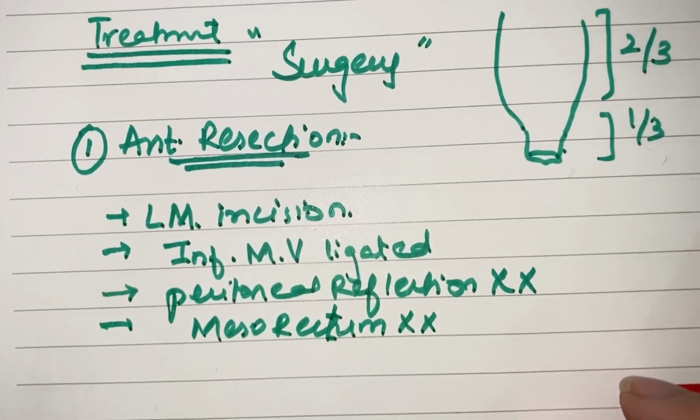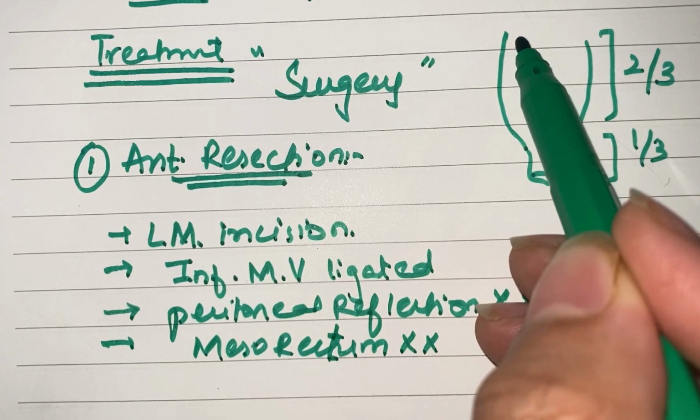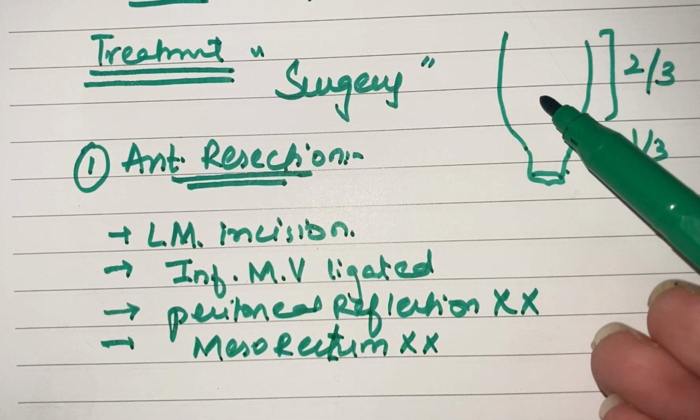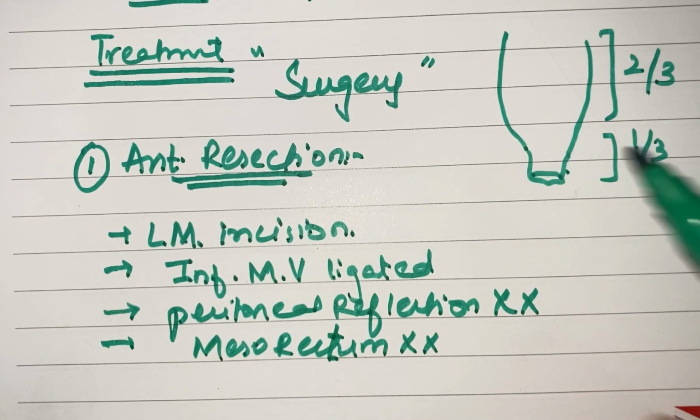Coming back to this rectum, in the upper 1/3, the mesorectum is present just posteriorly. In the middle 1/3, posteriorly and laterally. And in the lower 1/3, it is present on all sides. So, depending on the site, we'll go for mesorectum excision.